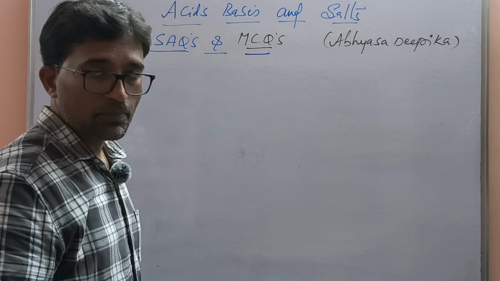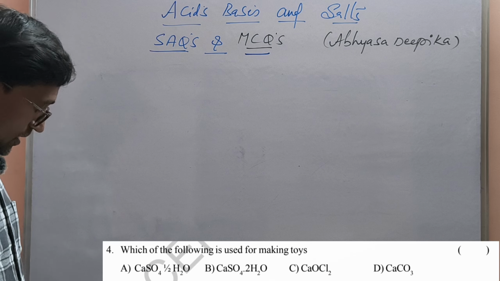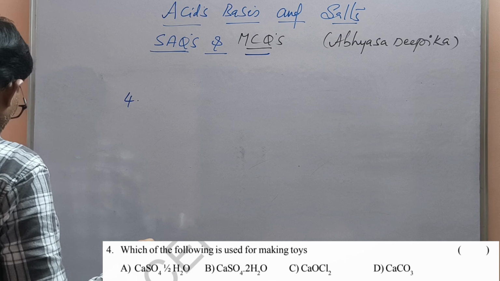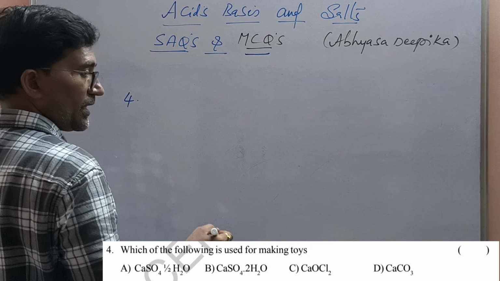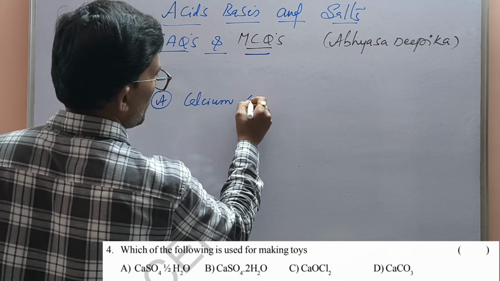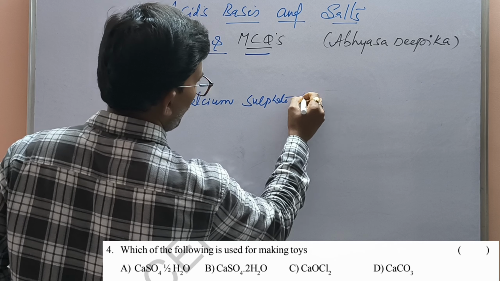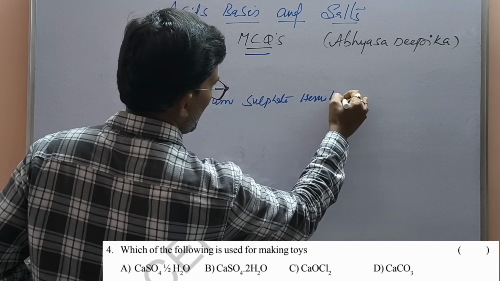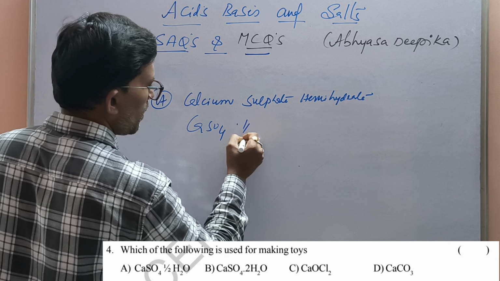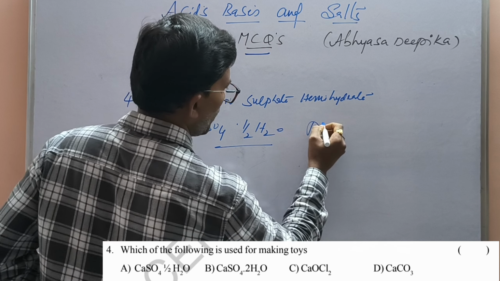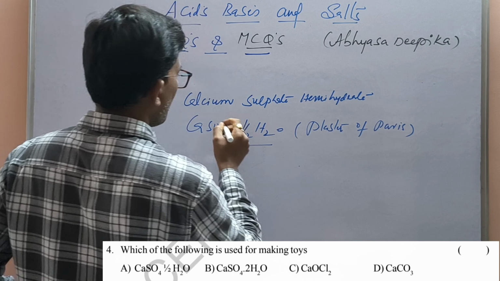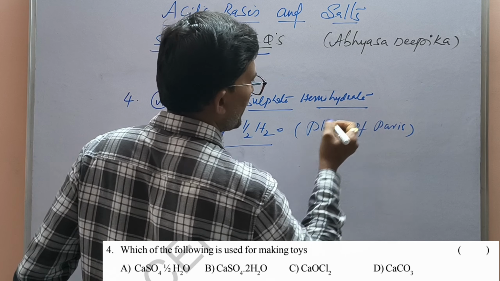Now the fourth multiple choice question is displayed on the screen. Which of the following is used for making toys? The right option is A, calcium sulfate hemihydrate, nothing but CaSO4 dot half H2O. This is commonly called plaster of Paris. Chemically called calcium sulfate hemihydrate.